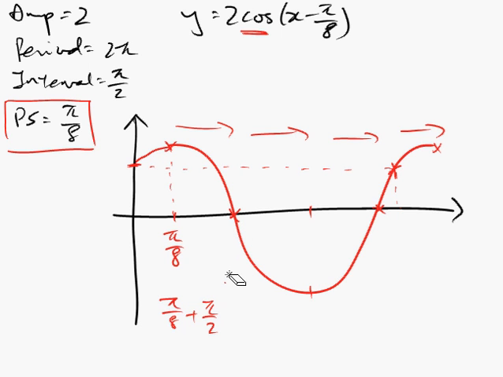If you take out a calculator and press the value, here's what you will get. The value here is 5 pi over 8. Next one here is 9 pi over 8. Next one is 13 pi over 8. And the one outside here would be 17 pi over 8.